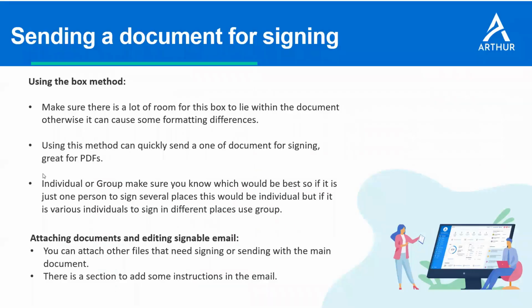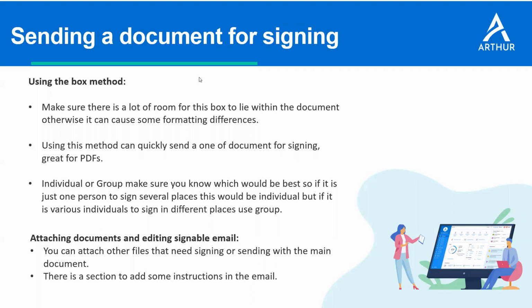So the second way is using the box method. For example, Gemma asked about Word documents and stuff like that. You can actually send documents to sign. So if you don't need to use the mail merge template at all, you don't need to worry about that. You can just send a normal document to sign, and attach any other documents if you wish to do so.